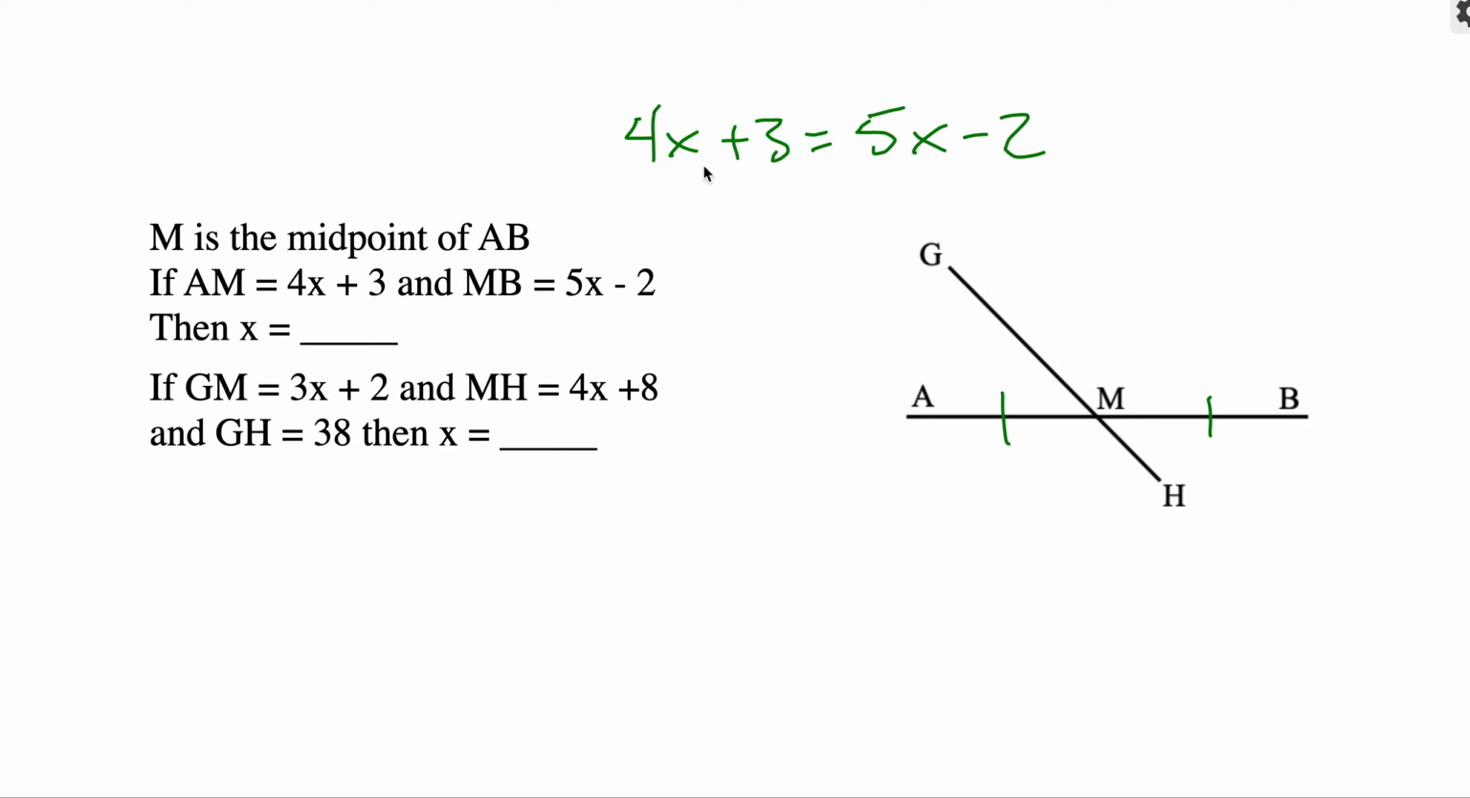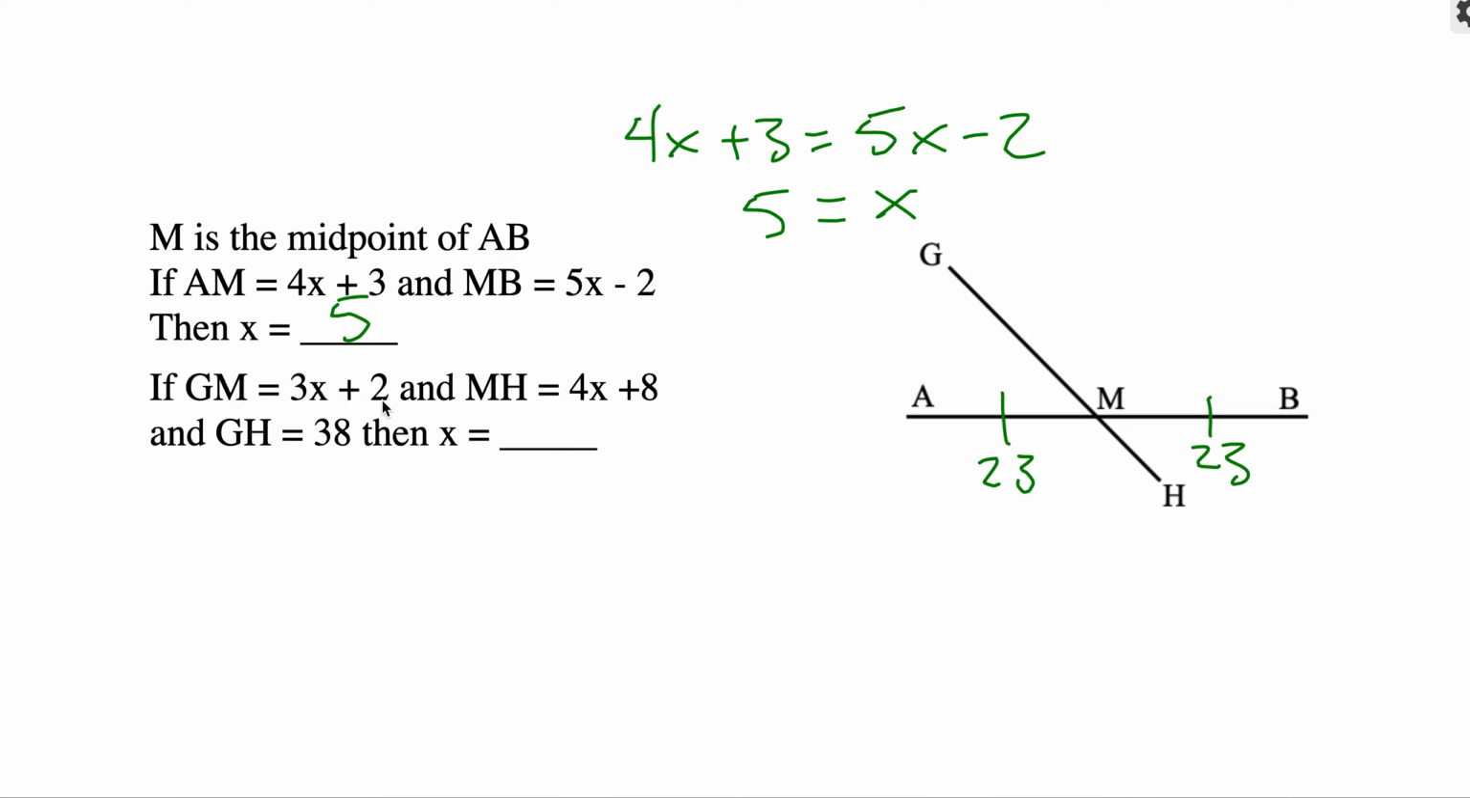So then I just subtract that 4x across. That leaves me just x on the right side. I add that 2 over here. X equals 5, right? I can check my work if I want to. 4 times 5 is 20, so that's 23 for AM. 5 times 5 is 25, minus 2 is 23 also for MB, so those are definitely congruent.